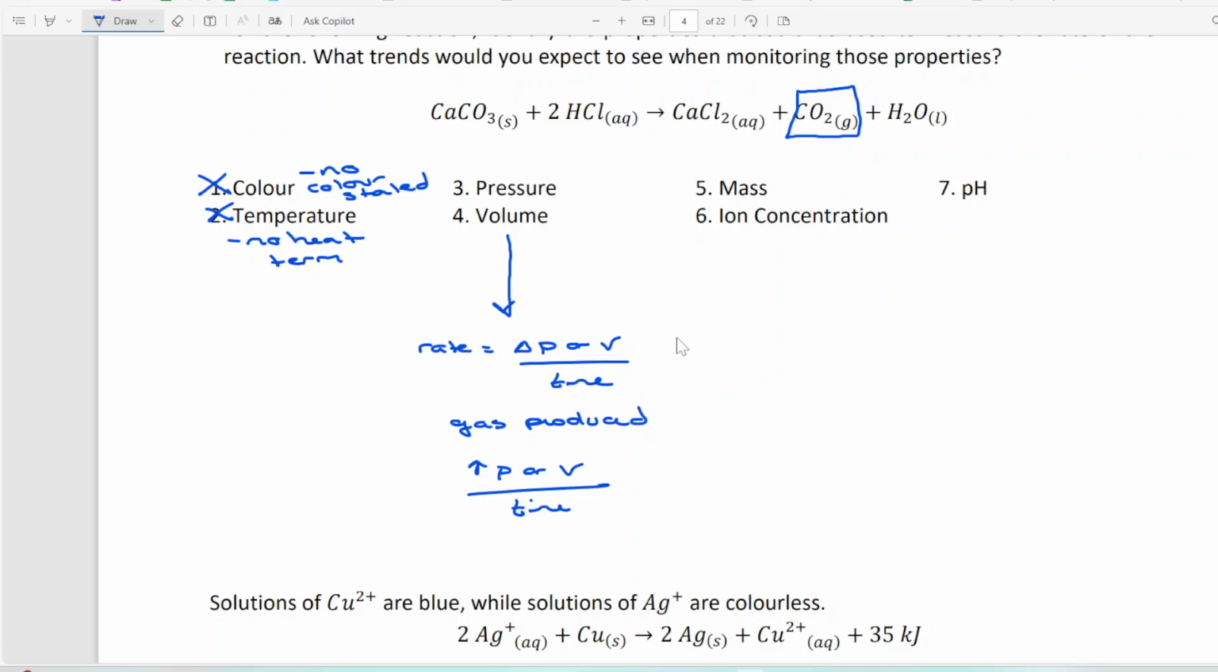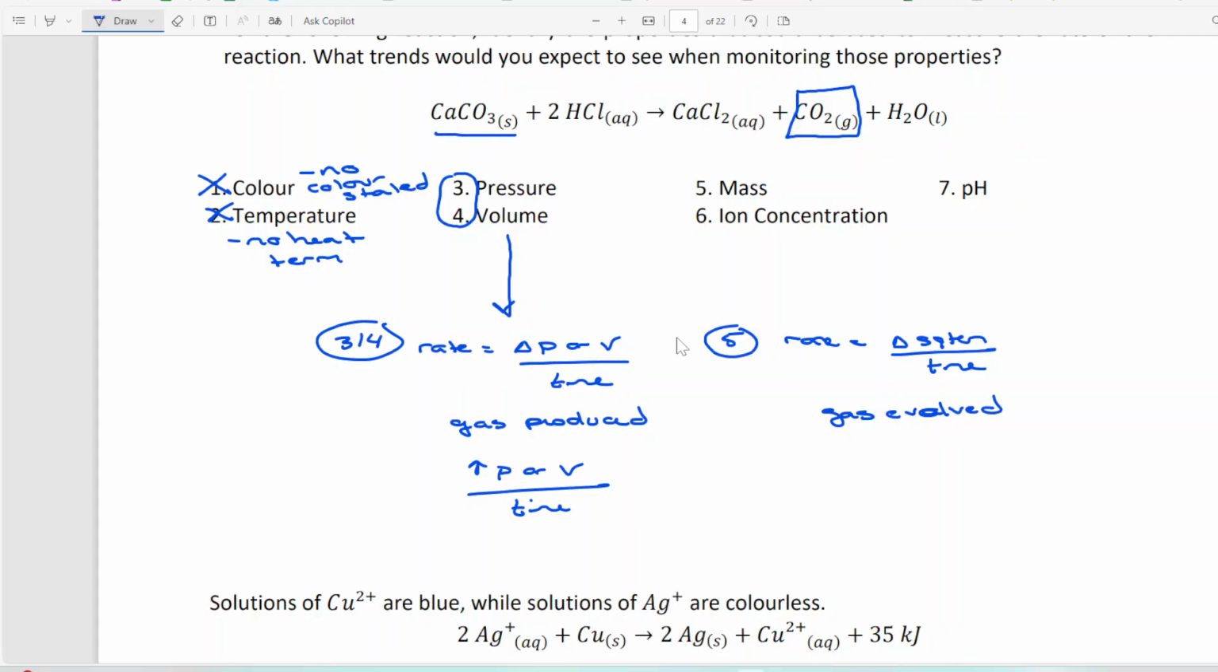Okay, next one, mass. Well, we started with a solid and we produced a gas. So could we use mass? We sure could. So this is numbers 3 and 4. Number 5, we can use mass. So what I would say is that we would calculate the rate in the change of the entire system over time. Because the gas is evolving or being produced, whatever you want to use, there should be a decrease in mass over time.